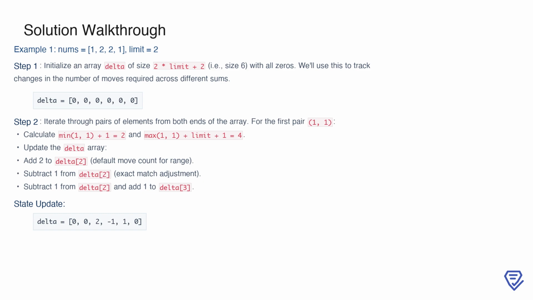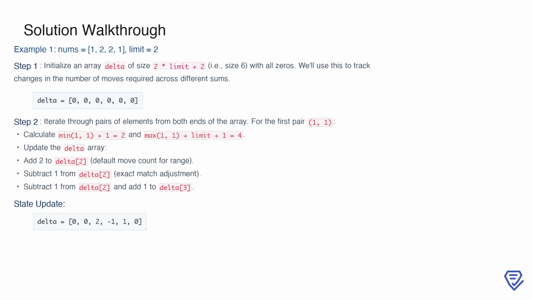We start with the first example where nums is 1, 2, 2, 1, and the limit is 2. The first step is to initialize an array called delta with a size of 2 * limit plus 2, which in this case is 6. This array will help us efficiently track changes in the number of moves required for different sums. Initially, all elements in delta are set to 0. Next, we iterate through pairs of elements from both ends of the array.